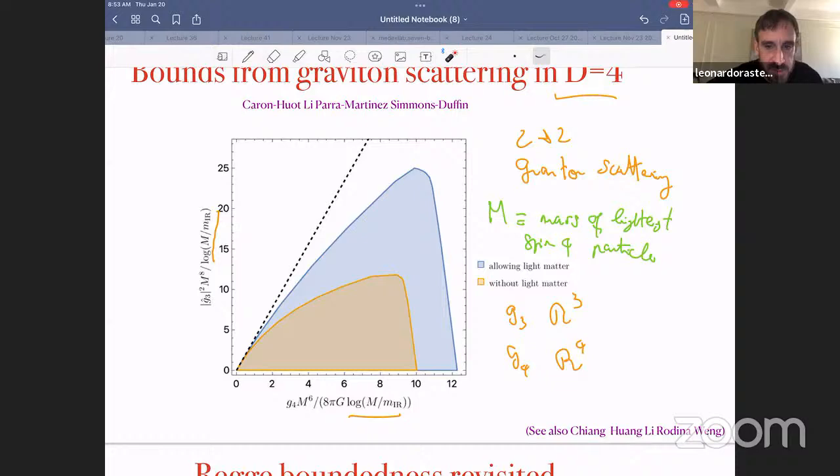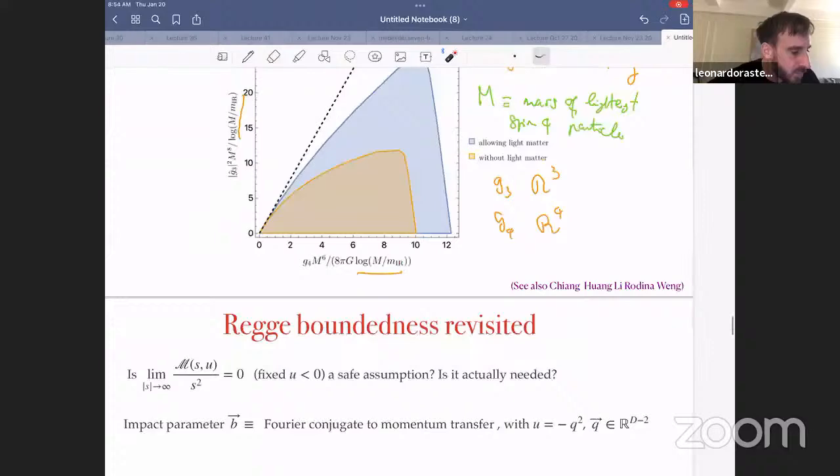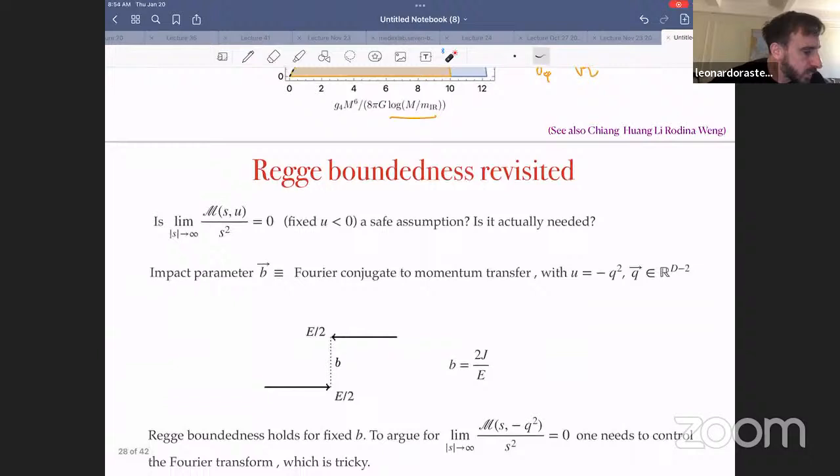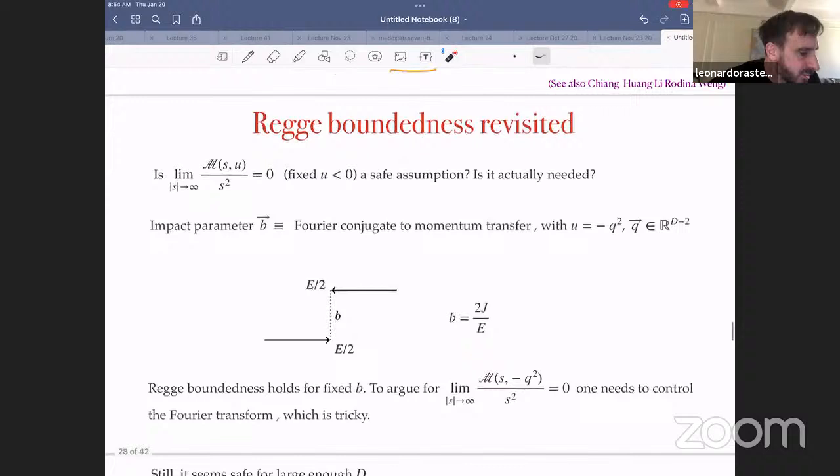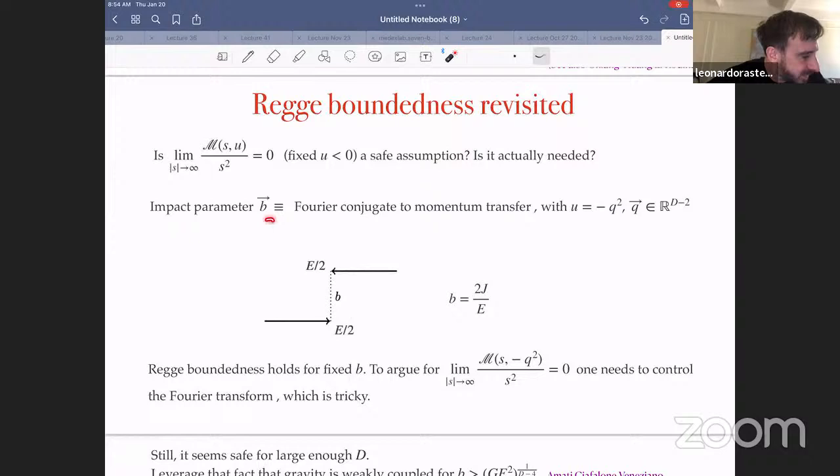Okay, so let me now go back to this story of Regge boundedness. It seemed that we had to make this rather strong assumption. And is it safe? Well, kind of. Okay, so here, let me give you a little bit of a physical picture. So I've mentioned this impact parameter a few times, so perhaps I should have defined it earlier.